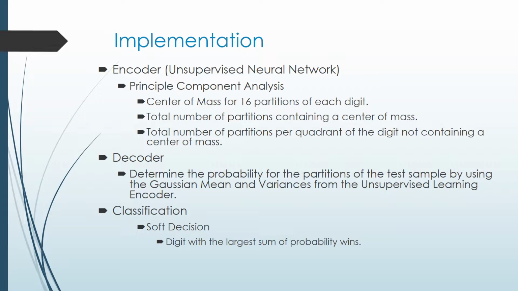The decoder is going to take these mean and variances and determine a probability for each partition based on the testing sample center of masses determined. The classification will then be based on a soft decision where the decoding process is going to present a probability per partition. It's going to be summed up, and the digit with the greatest probability will win. The decoding process will have each of these digits compared in parallel.